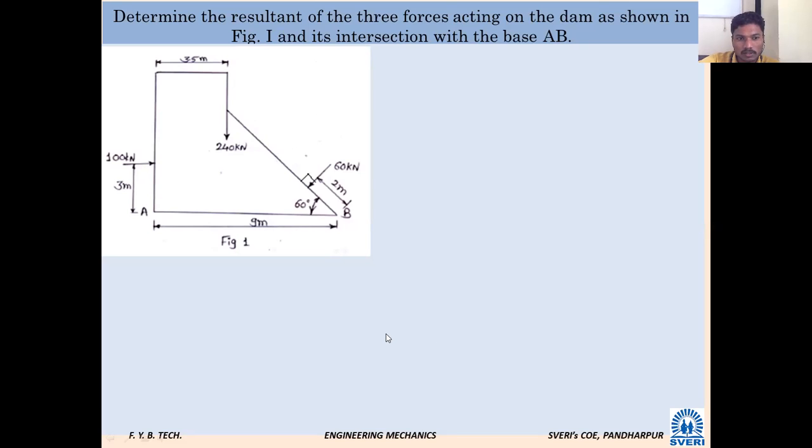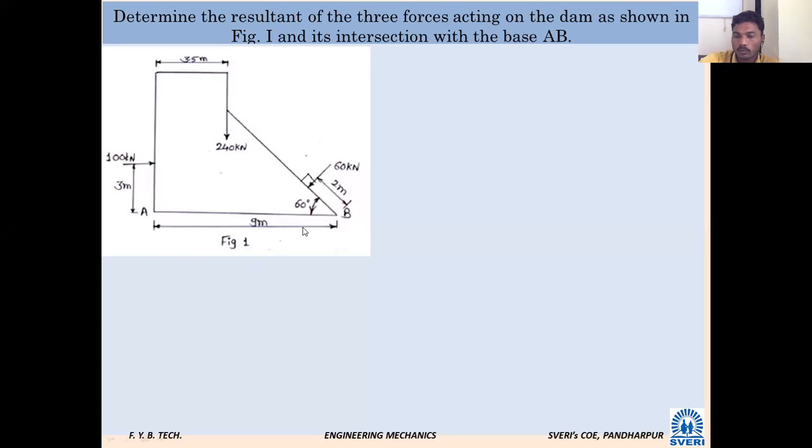Determine the resultant of three forces. It is already mentioned in this system how many forces there are: three forces are acting on the dam. You know better what a dam is. So it is a dam structure with three forces acting. We are supposed to find the resultant of the three forces acting on the dam and its intersection, meaning position. Where will be the position of that resultant with respect to base AB?